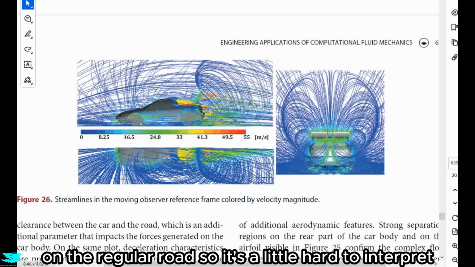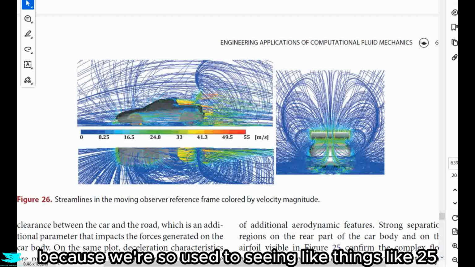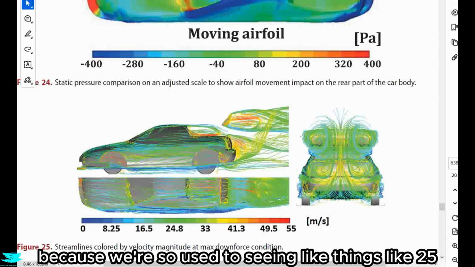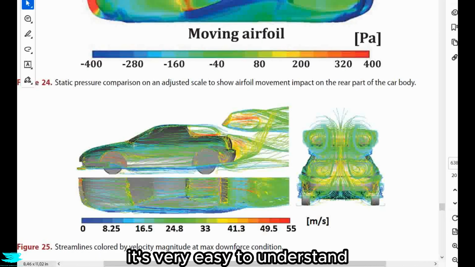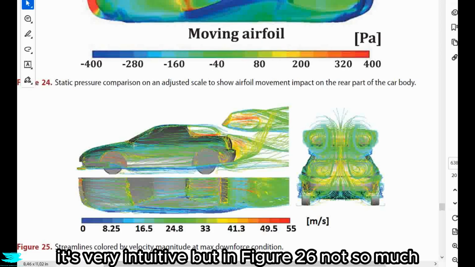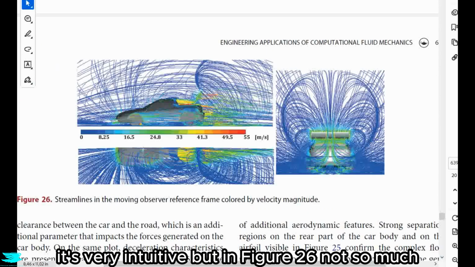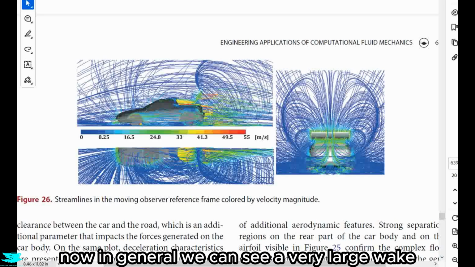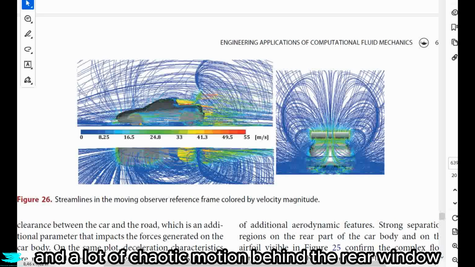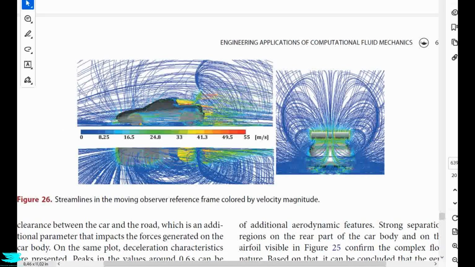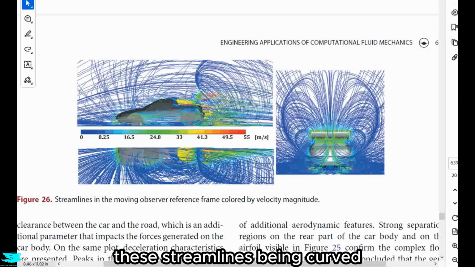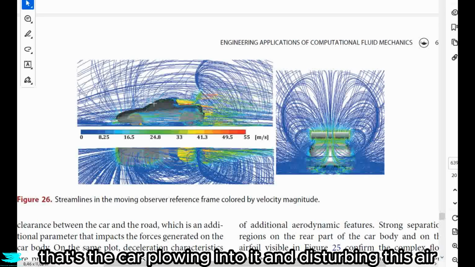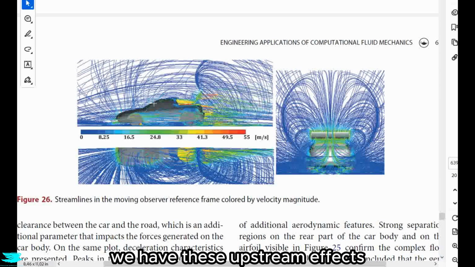So it's a little hard to interpret because we're so used to seeing things like figure 25, the streamlines here, where you can easily see the flow going over the car. It's very easy to understand, it's very intuitive. But in figure 26, not so much. Now in general, we can see a very large wake and a lot of chaotic motion behind the rear window. There's separated flow there. Then over the car, the air is being disturbed, and so upstream you can see these streamlines being curved. That's the car plowing into it and disturbing this air, with these upstream effects.